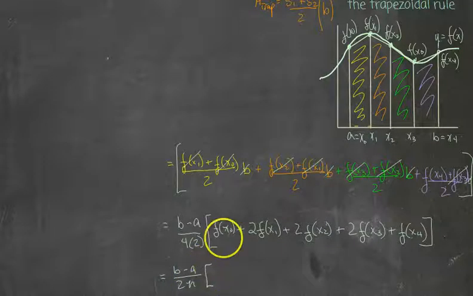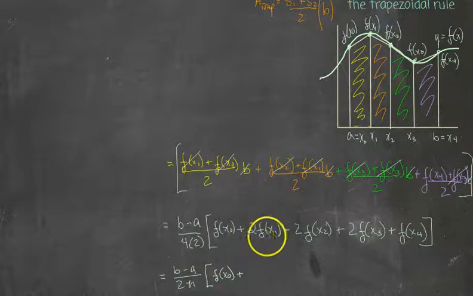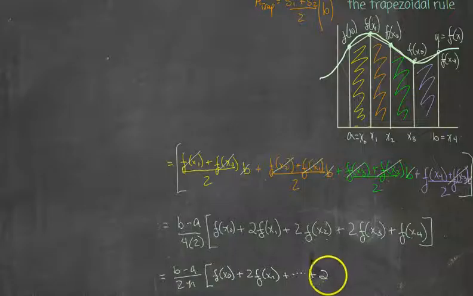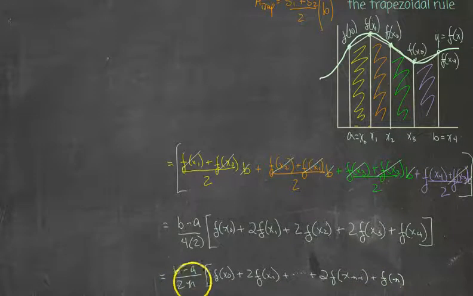And then inside, well, we're always going to have our f of x0, plus we're going to have 2 times the next one, plus 2 times the next one, plus 2 times the next one, on and on and on, until we have 2 times the second to last one. Right? That's how we say that. Plus 1 times the very last one. Right? And so the last partition is represented by n. In this case, the last partition was represented by a 4. And so all I've done is replace n for those.